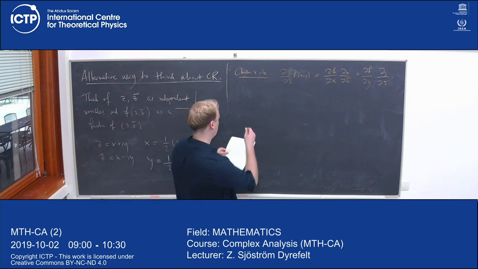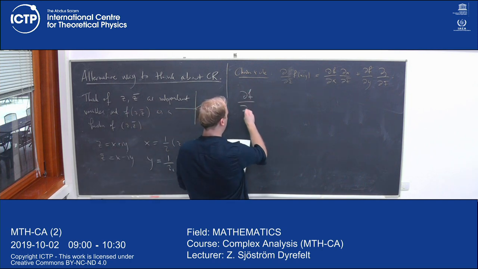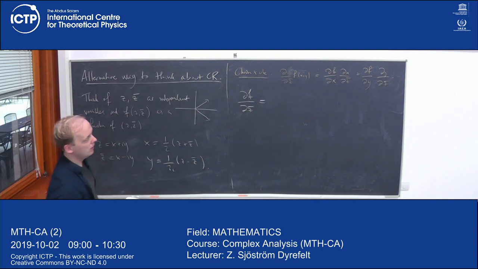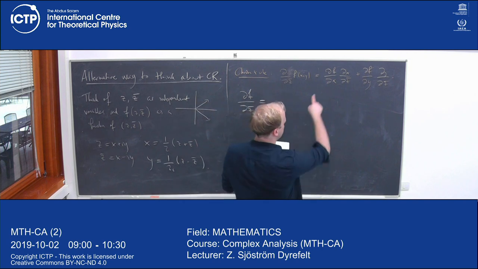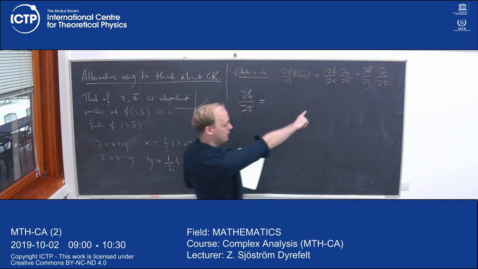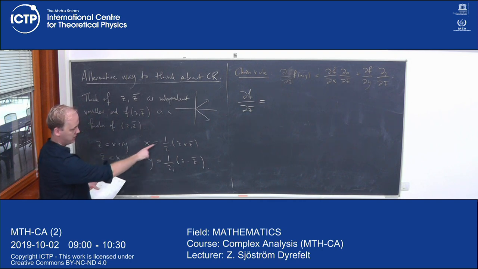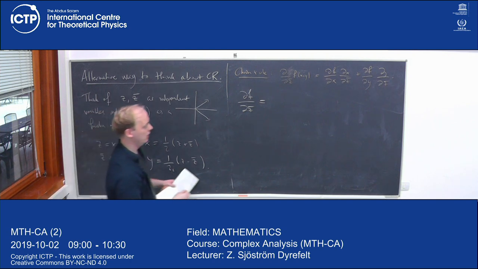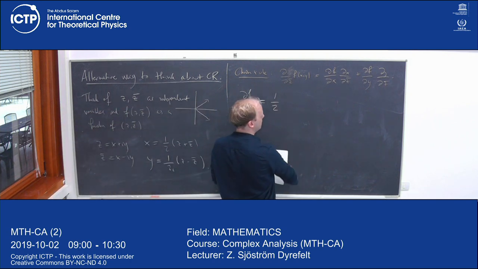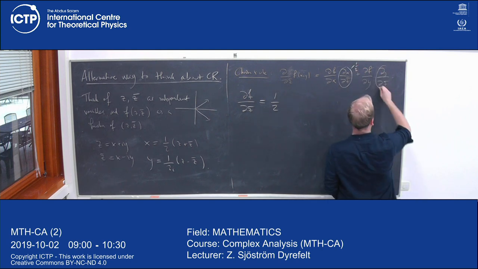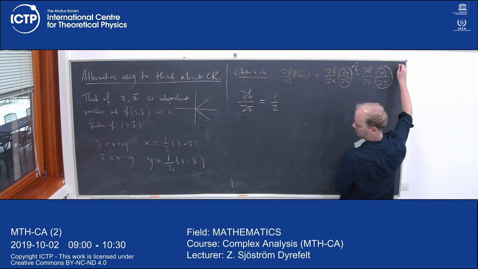So we have this. Now let me write the proper one. Therefore partial f, partial z bar is equal to partial f, partial x times partial x, partial z bar. What is this? Well, partial x, partial z bar should just be 1 half. So it's equal to 1 half, and then partial y, partial z bar, think of it as what?